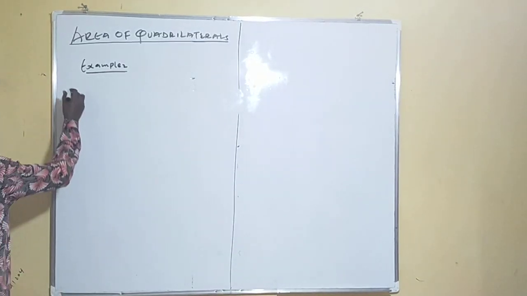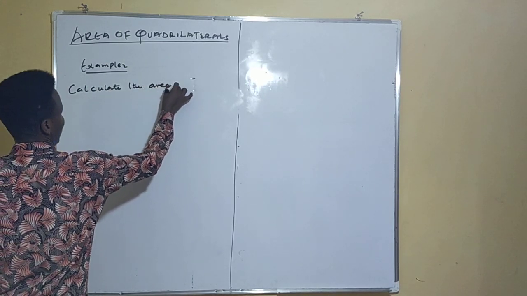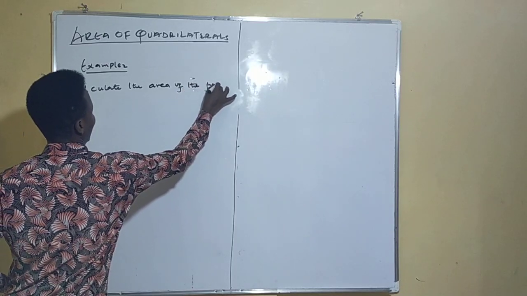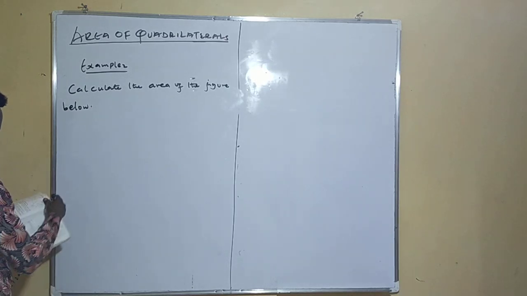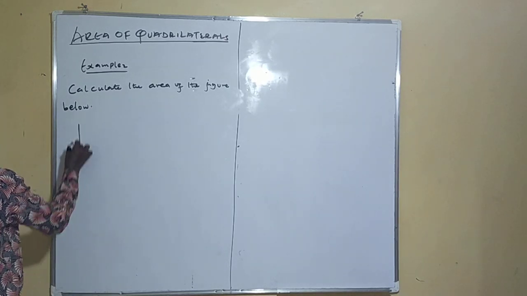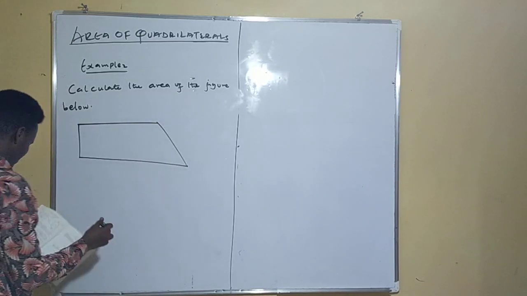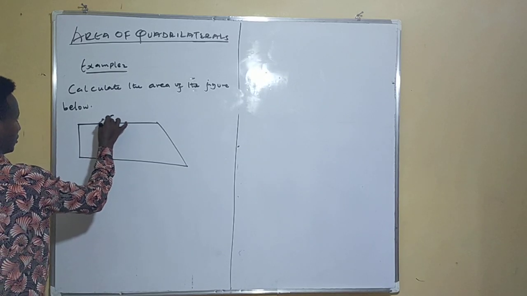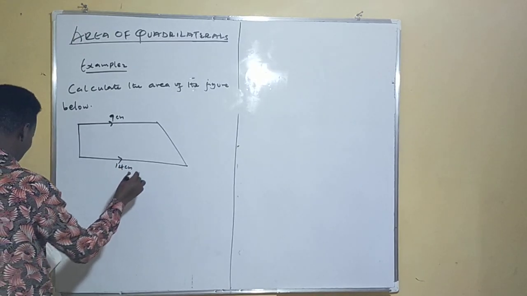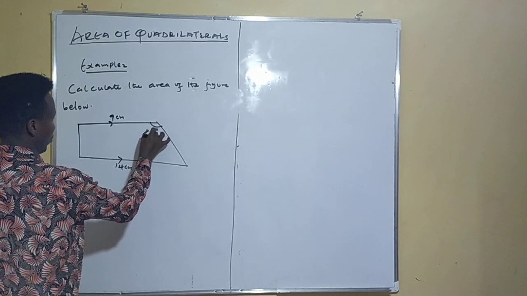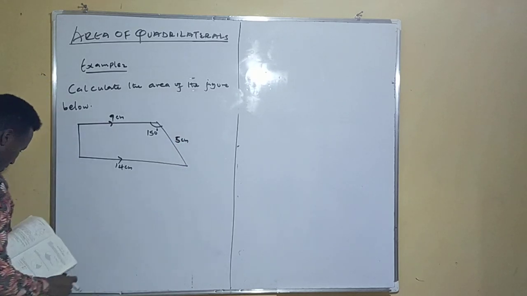So you're told, calculate the area of the figure below. So we have this figure. This is 9 centimeter. This is 14 centimeter. This is 150 degree. And this is 5 centimeter.